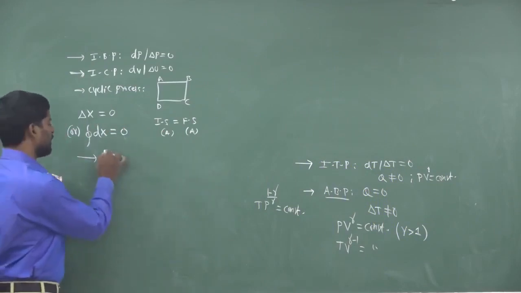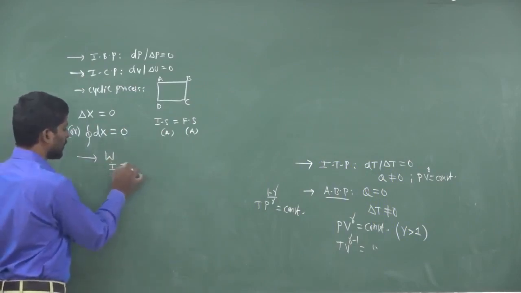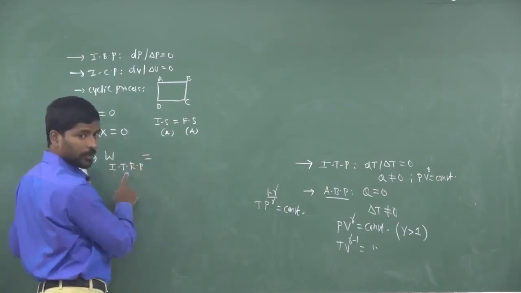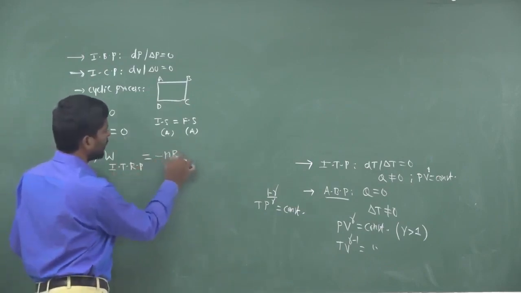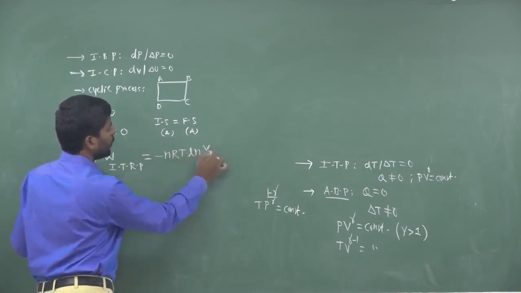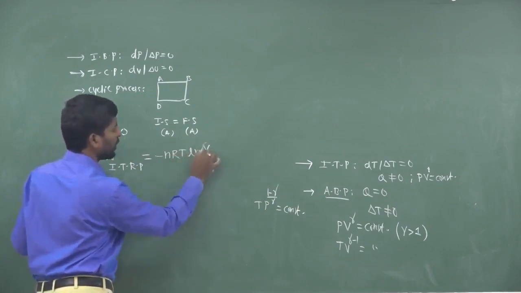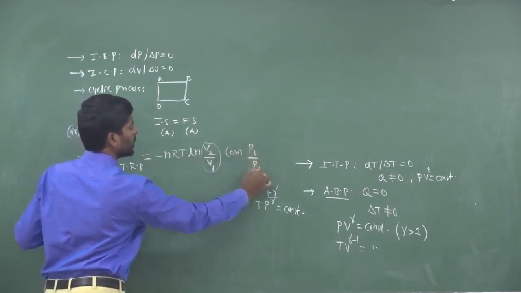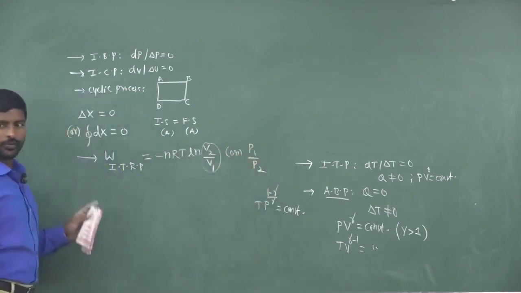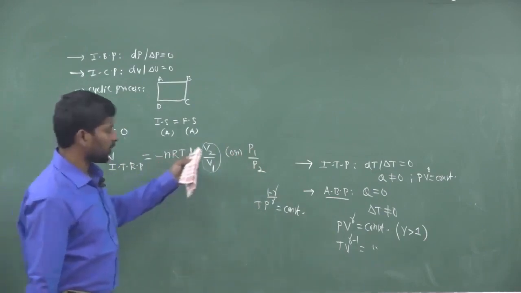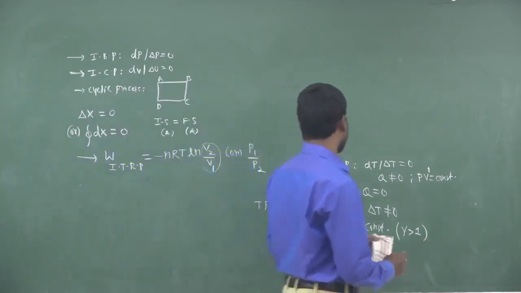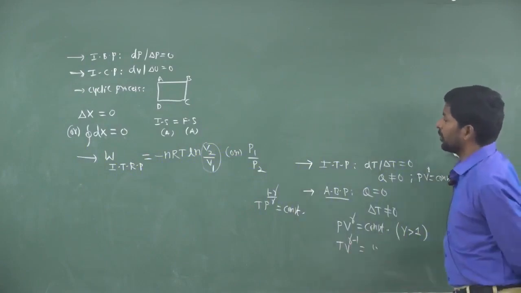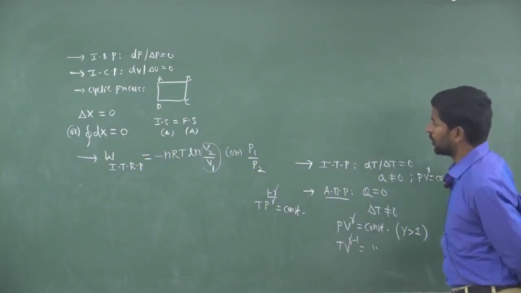What is the work done in an isothermal reversible process? The work done is minus nRT ln V2 by V1. In the place of V2 by V1, we can write P1 by P2 also. An isothermal process follows Boyle's law, so from Boyle's law, we can write V2 by V1 as P1 by P2. This is the work done during an isothermal reversible process.